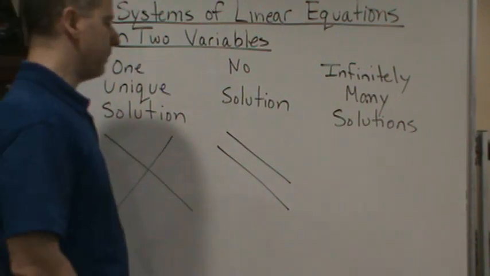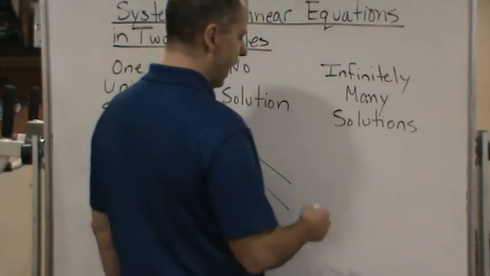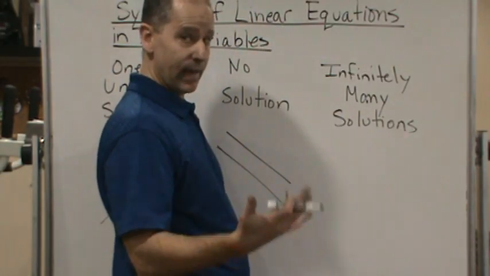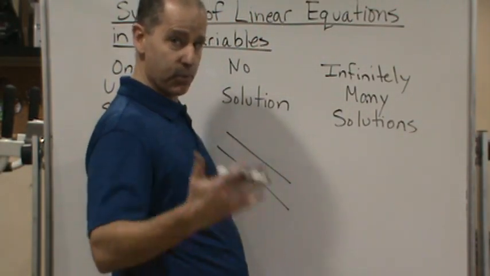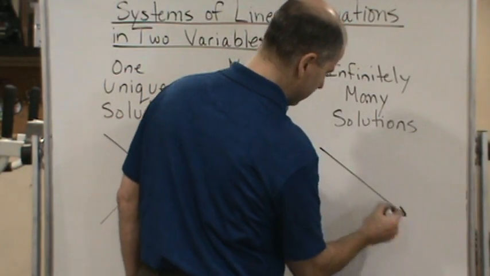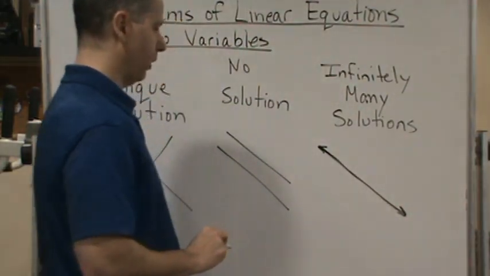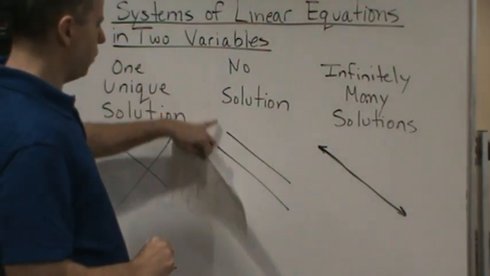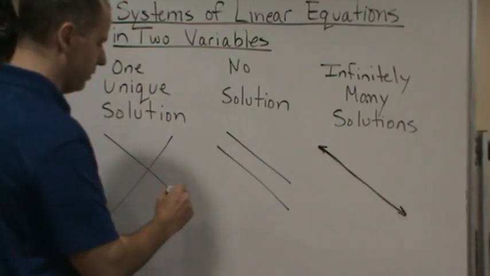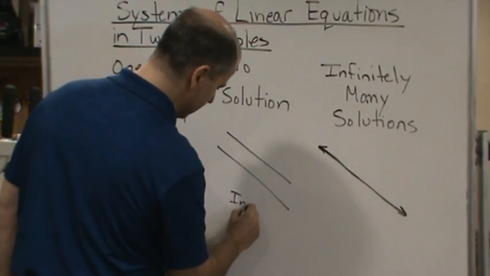And then the third outcome you can get is infinitely many solutions. That's where you have a line on top of a line, so basically they represent the same line. You could have something like this, where you have a line and another line that's right on top of it.